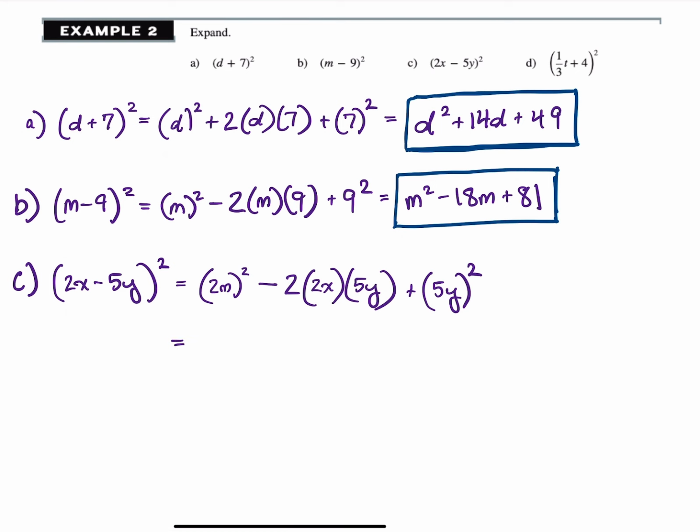So 2x times 2x will be 4x squared. The 2 gets squared and the x gets squared as well. Then we'll have minus 2 times 5, so that would be 20xy. So all of that is multiplied together. Then plus the 5 will get squared, become 25, and then we'll have y squared. So 4x squared minus 20xy plus 25y squared.